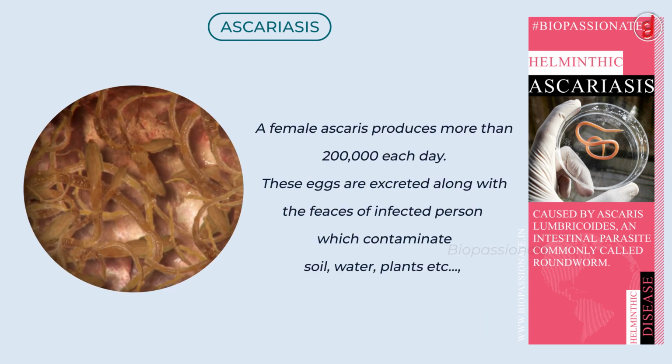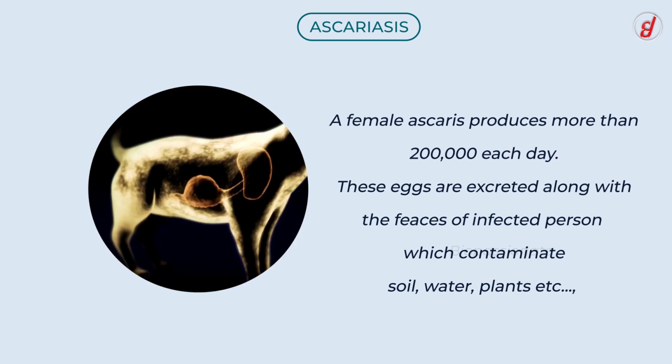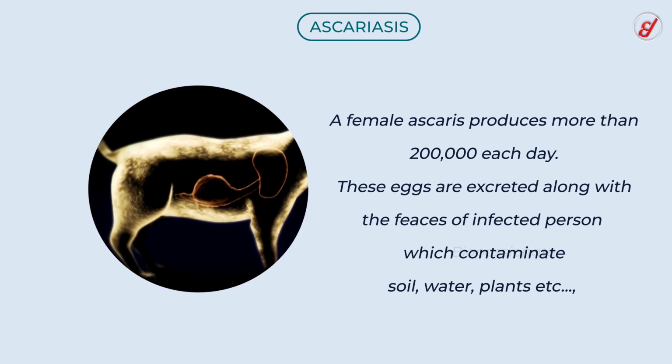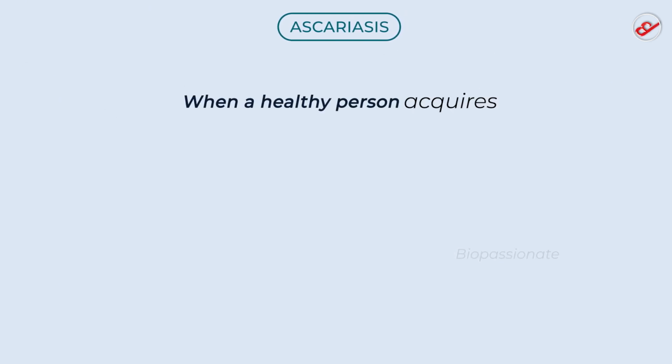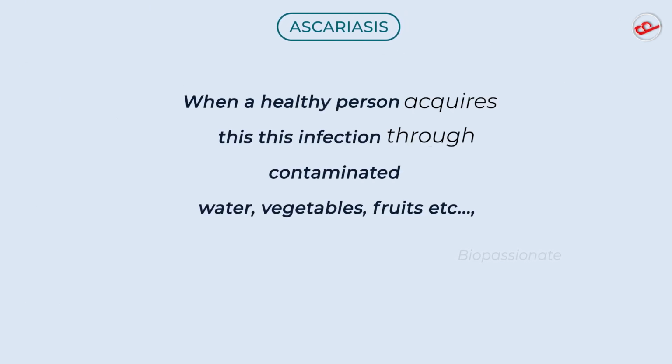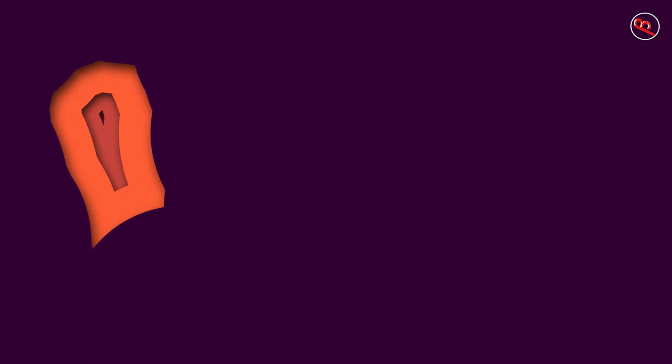A female Ascaris produces more than 200,000 eggs each day. These eggs are excreted along with the feces of an infected person, which contaminate soil, water, and plants. A healthy person acquires this infection through contaminated water, vegetables, and fruits.